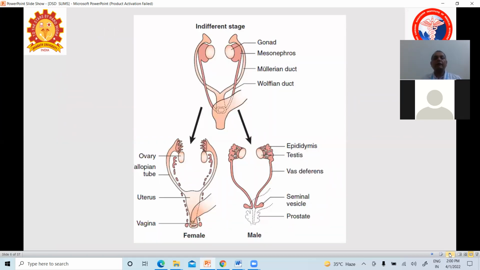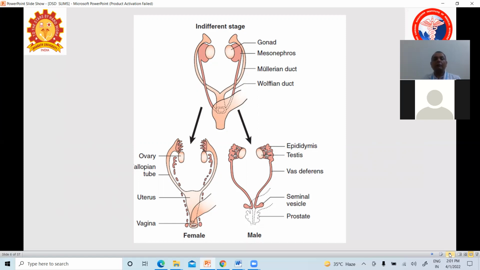See, this is the bipotential gonad. The first image is a bipotential gonad, where you can see both the mesonephric duct, Mullerian duct, and Wolffian duct. The Mullerian duct is the structure from which female internal genitalia develop, and the Wolffian duct is the structure from which male internal genitalia develop. As you can see, till the 7th week, both Mullerian duct and Wolffian duct are present in the embryo.